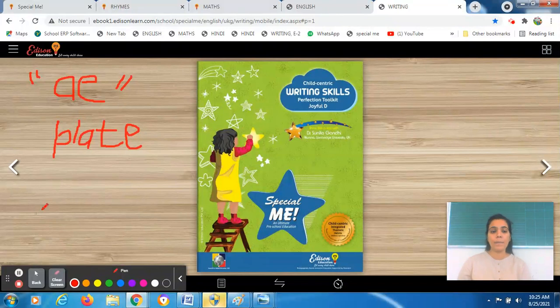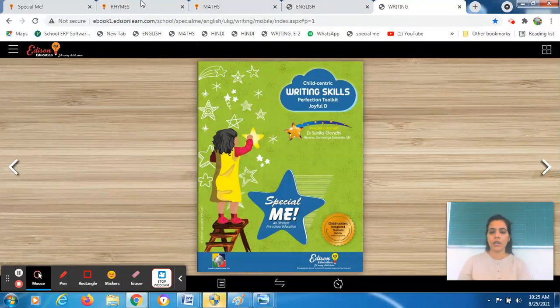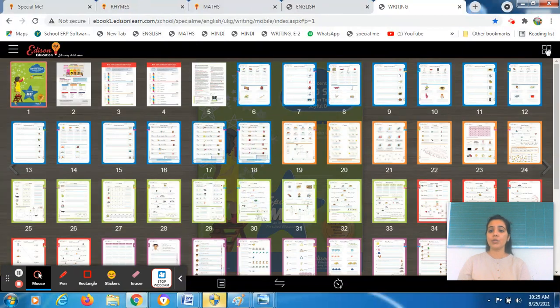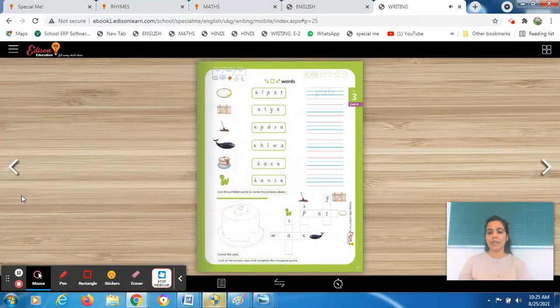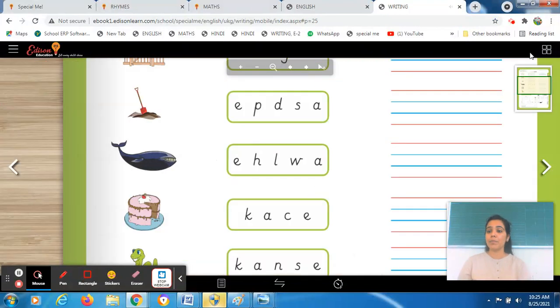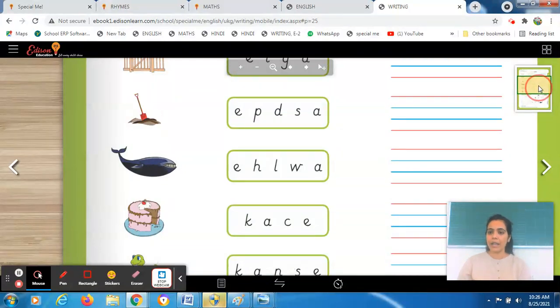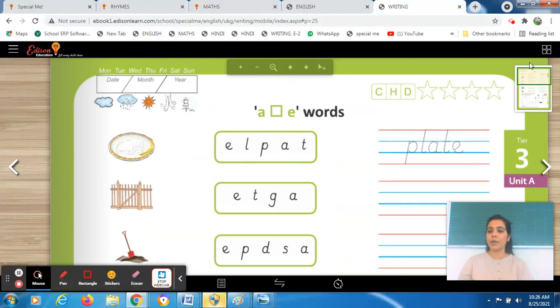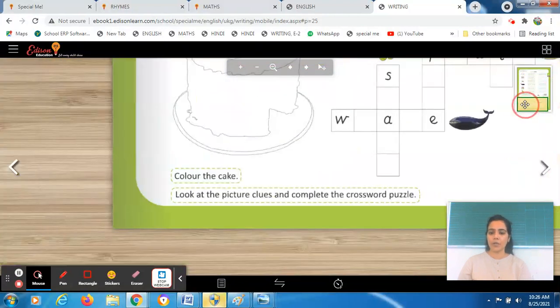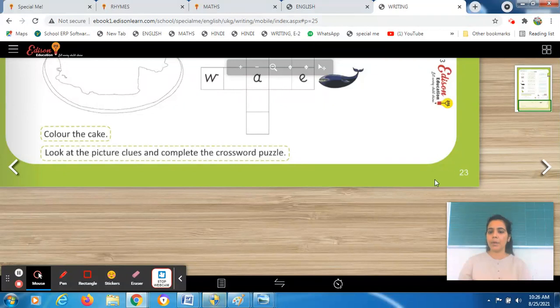So, students, I hope now you all are ready with your writing skills book. You all have to open your writing skills book first and go to page number 23. Which page number you all have to open? Page number 23, right? That worksheet belongs to your Unit A. In your writing skills book also, we are starting with the very first unit. This is your page number 23, it looks like this. If you want to cross check it, you will see the number mentioned below.